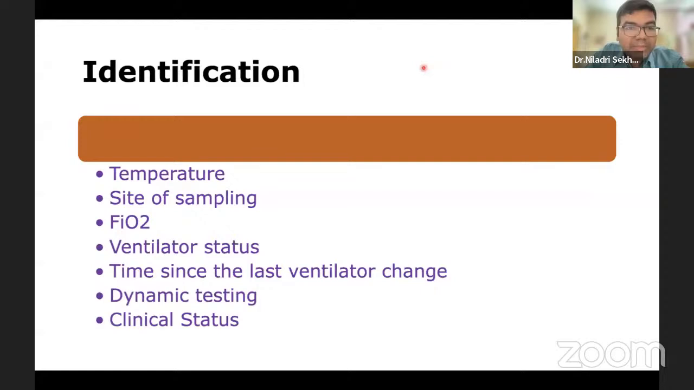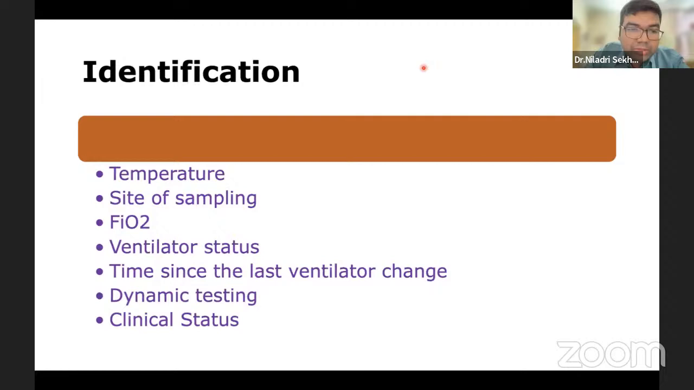When you are taking a blood sample, what is the temperature of the patient? Is the patient having a fever or hypothermic? Site of sampling: whether it is from artery, vein or capillary sample. What FiO2 the patient is breathing: is the patient in room air, having 100% oxygen by NRM, or intubated and getting oxygen.